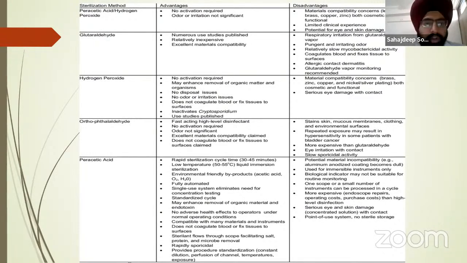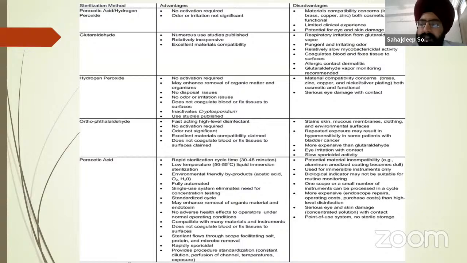Then comes hydrogen peroxide. Here, no activation is required, and no disposal issues are there, and it doesn't have any odor. But again, the instruments or materials incompatible are brass, zinc, and copper, and it can cause serious eye damage. In orthophthalaldehyde, it is fast-acting, no activation like glutaraldehyde is required, no odor, and excellent material compatibility is there. But it again stains skin and mucosa gray. Repeated exposure hypersensitivity can be there. It is very expensive and has very slow sporocidal activity.